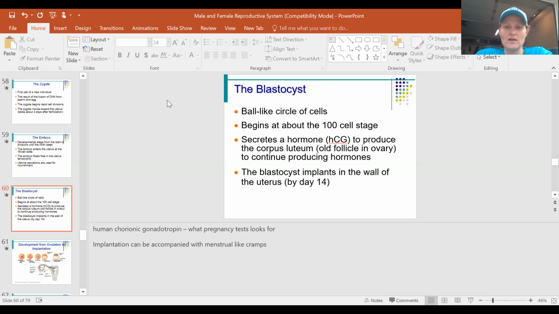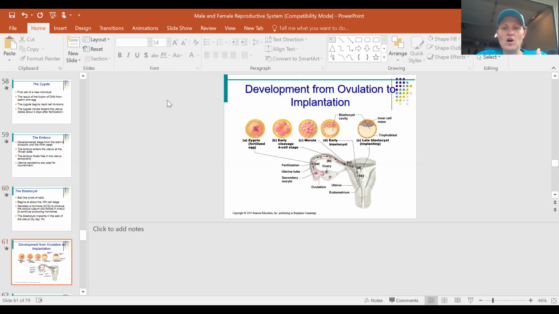Around day 14, the blastocyst, which is about 100 cells, is going to implant into the uterine wall. A lot of times women say the implantation feels pretty similar to cramps, as if your uterus is trying to get rid of the uterine lining. So some people fear that they must be going through a miscarriage, when really it's the uterine wall and the blastocyst forming a connection.